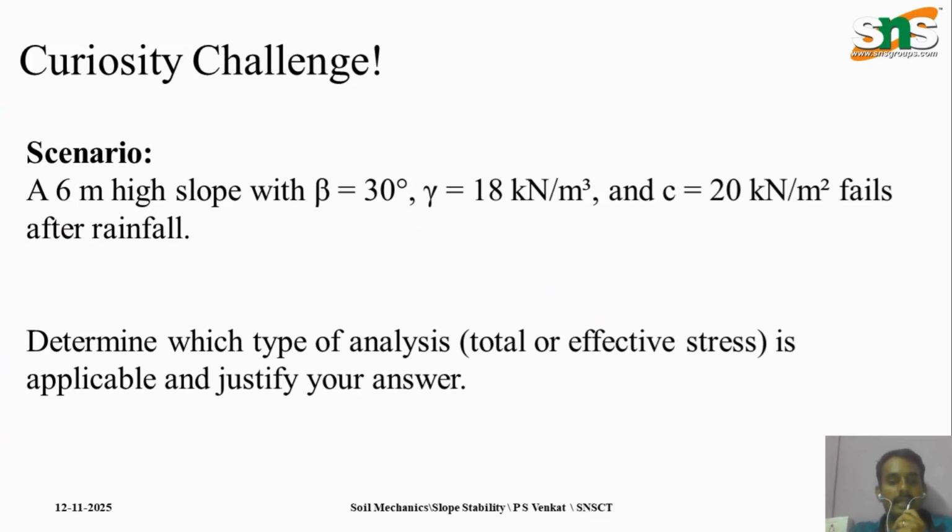So, curiosity challenge. Here is a question for you. A 6-meter slope with an angle of internal friction of 30 degrees fails after rainfall. Which analysis would you use, total or effective stress?